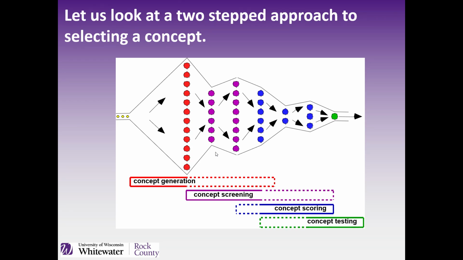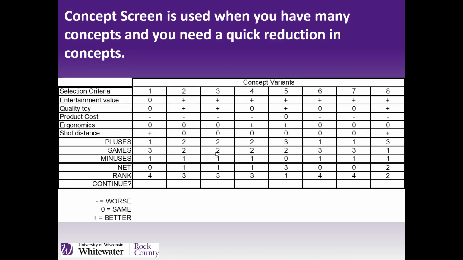We use concept screening because it's a quick, easy method of reducing a lot of concepts. I'm just showing 8 here, but you could have 100 concepts or whatever. And what we do is on the top, you'll see I have 1, 2, 3, 4, all the way up to 8. Those are the different concepts, right? And you may want to put the name of your concept in.